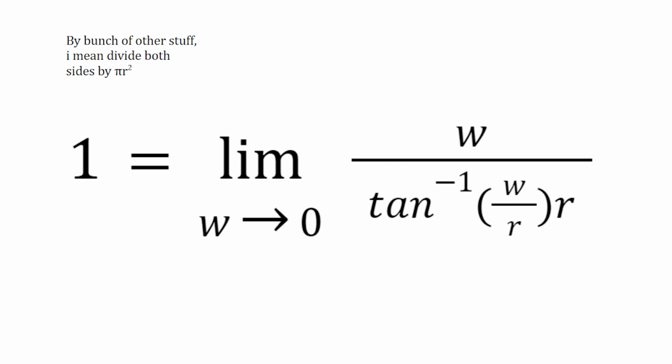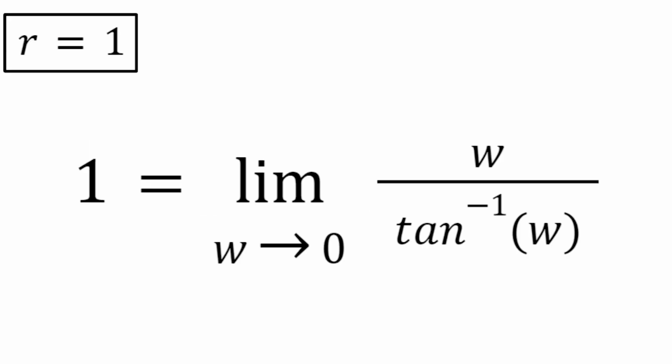For simplicity's sake, we're going to let r equal 1, because r can be any value, since it's a circle and it's the same. So then you get w divided by the arctangent of w, with the limit still there. And boom, proven, I guess. I'm not even sure if that's how you prove stuff because I haven't learned proofs yet.